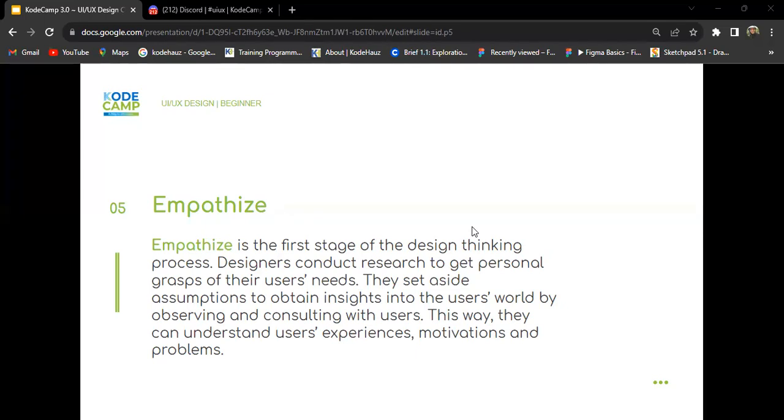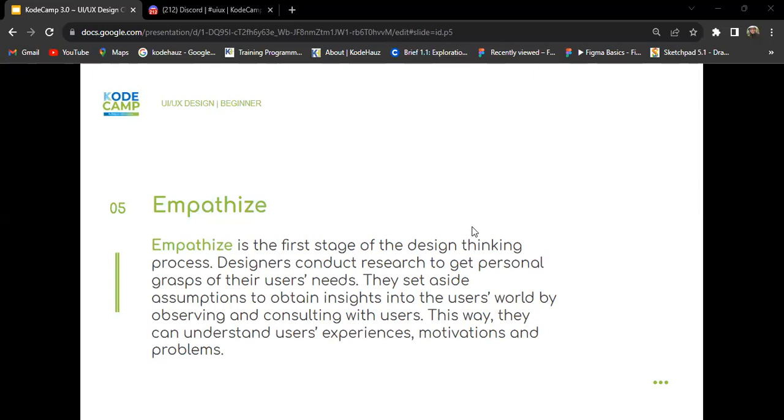Designers conduct research to get a personal grasp of users' needs. They set aside assumptions to obtain insights into the user's world by observing and consulting with users. This is where they can understand users' experiences, motivations, and problems.